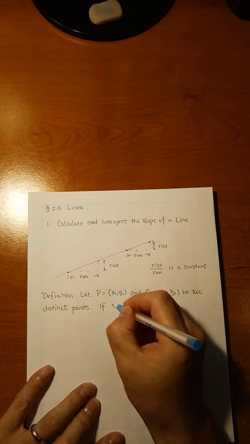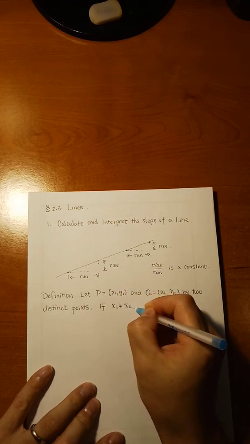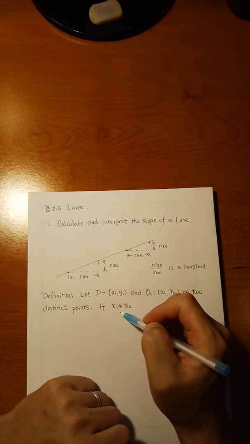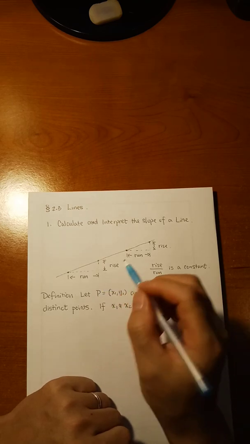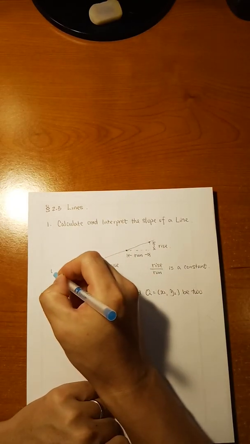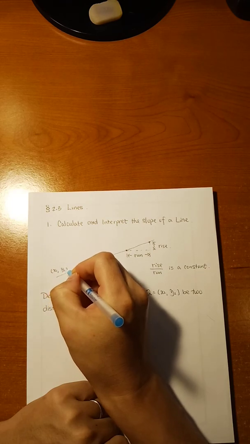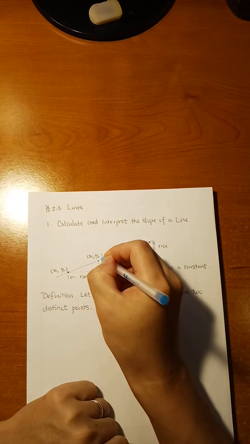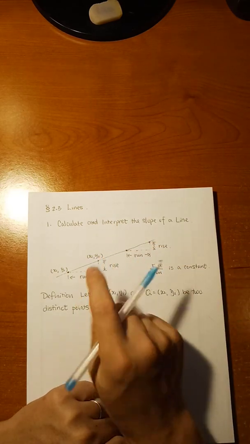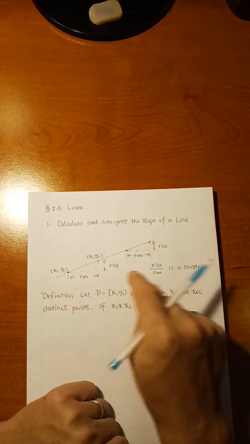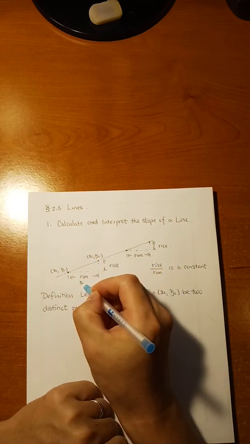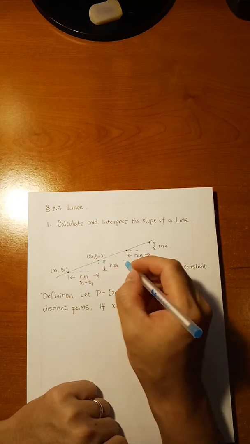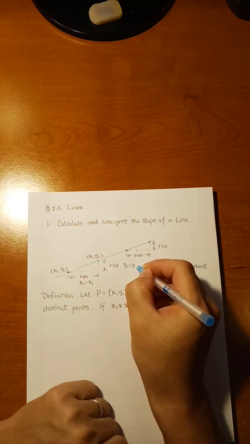If x1 is not equal to x2. So why do we care about x1 not equal to x2? The reason is, let's check here. This is x1, y1, the first point, x2, y2. Then what is the run? Run is the difference of the x coordinates. It's horizontal, so run is x2 minus x1. What is the rise? Rise is the difference of the y coordinates, y2 minus y1.